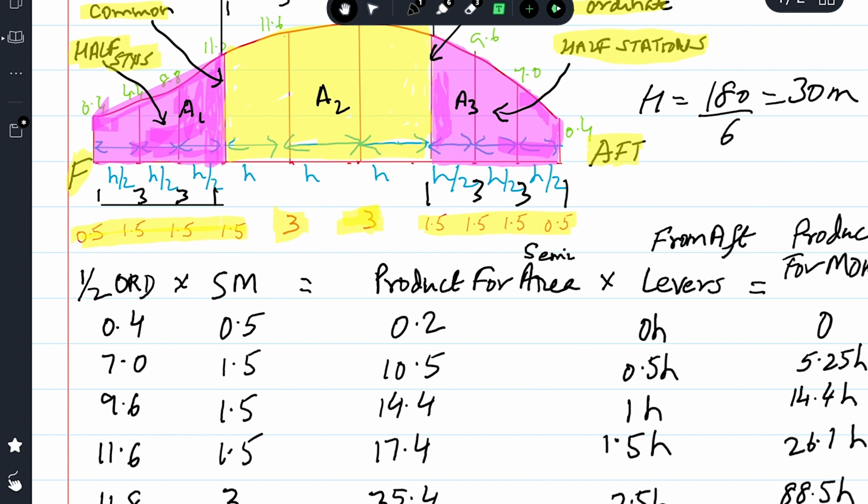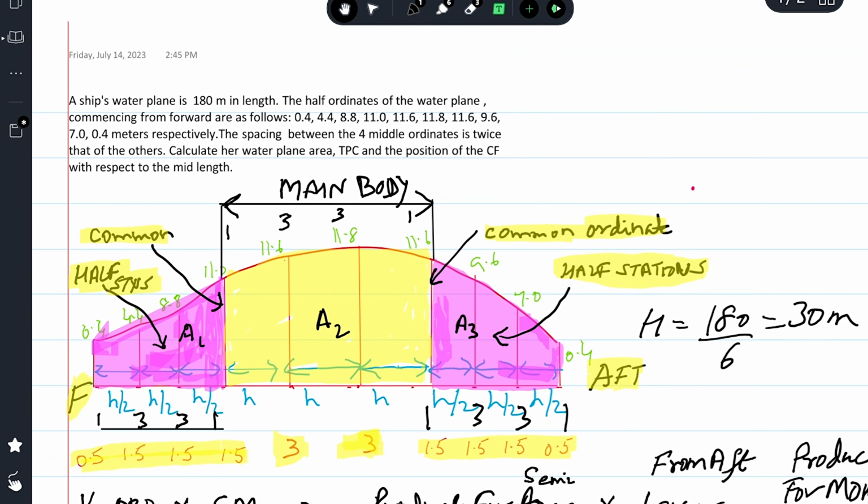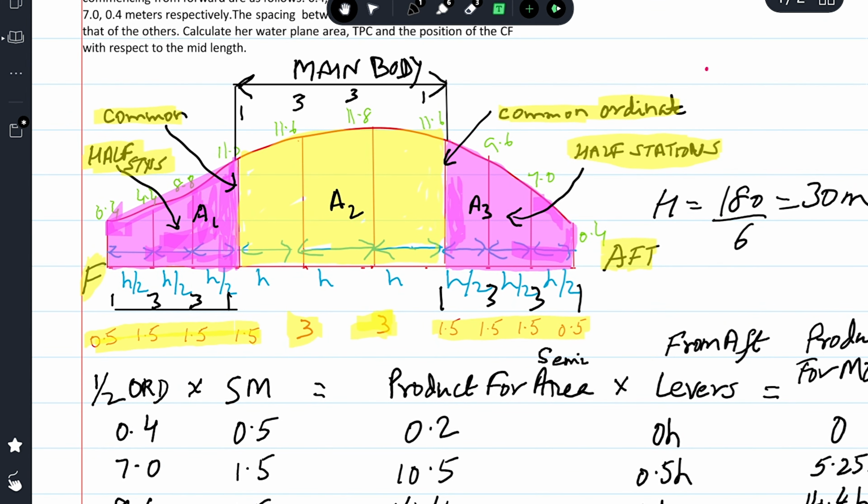Okay, so I've started writing my ordinates from aft to forward. See here, I have written in small, you can write in the exam with a pencil, the value of the ordinates. So I've written here 0.4, 7, 9.6, 11.6. This is the value of ordinates. But first I ensure that I write correctly as per the question. In the question it is given from forward 0.4, 4.4, 8.8. So I have written correctly from forward 0.4, 4.4, 8.8 as given in the question. I have written correctly from the forward end.